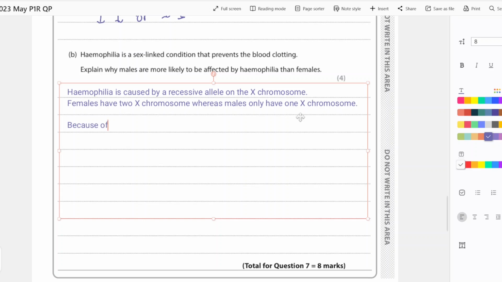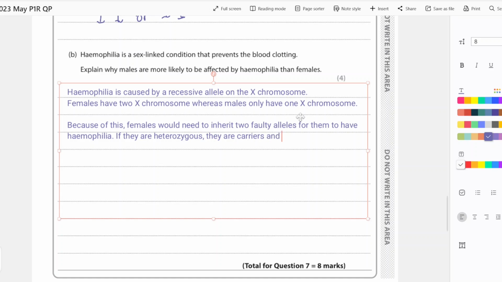Because of this, females would need to inherit 2 faulty alleles for them to have haemophilia. If they are heterozygous, they are carriers and they do not have haemophilia.